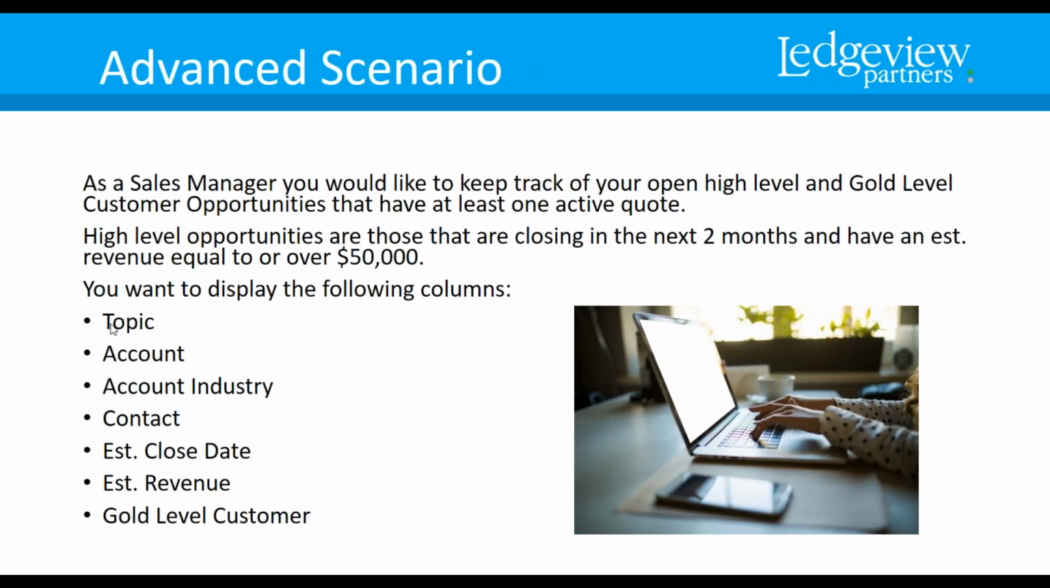Now, our advanced scenario: as a sales manager, you want to keep track of your open, high-level, and gold-level customer opportunities that have at least one active quote. High-level opportunities are considered those that are closing in the next 2 months and have an estimated revenue equal to or over $50,000. And then you want to display the following columns. Okay, so let's jump in and set this up.